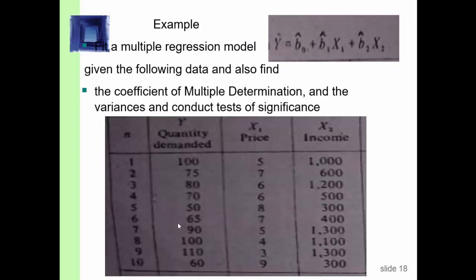Students, it is an example. This example is very important. If you understand this example, all the concepts of multiple regression have been covered. So the example is: fit a multiple regression model, this one, given the following data, and also find the coefficient of multiple determination, meaning R square, the variances for b0, b1, b2, and conduct tests of significance. So let me solve it.